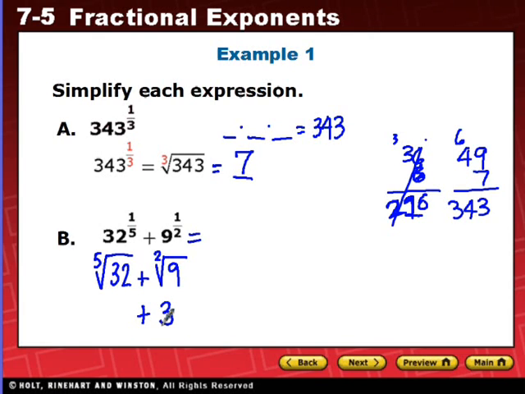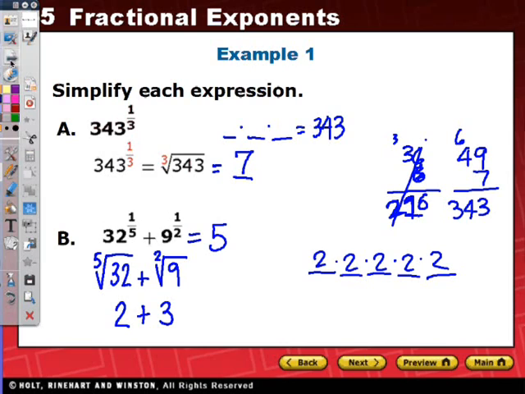5th root of 32. Well, anything I multiply together 5 times and only get 32, it's going to be pretty small. So my guess is 2. 2 times 2 is 4, times 2 makes 8, times 2 makes 16, times 2 makes 32. So the 5th root of 32 is 2, and therefore the whole answer is 5. It's kind of fun. It's like a little puzzle. Let's try another one.